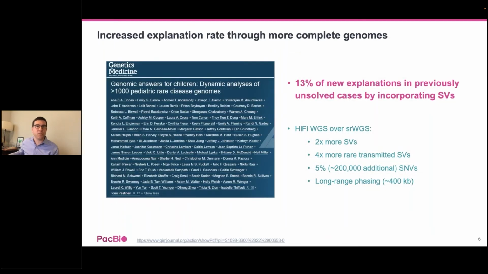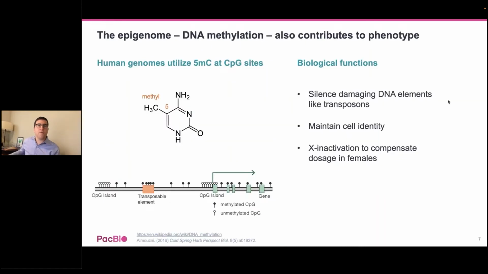And further, it's been shown that this more complete view of the genome is important for biology, and in particular, this is one example of looking at around 400 HiFi genomes in a rare disease cohort and identifying a number of new explanations for rare disease by incorporating structural variations detected with the HiFi reads. But of course, for phenotype, it's not just the genome sequence that matters. There's also the epigenome, in particular DNA methylation, that contributes to phenotype.